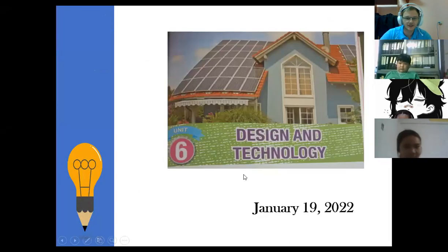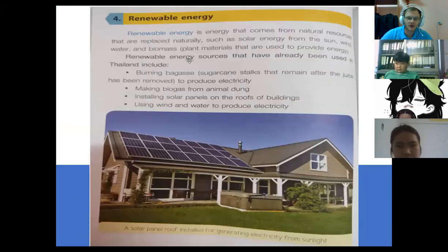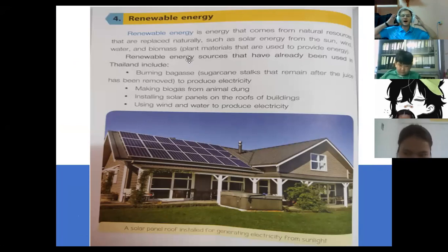And currently, we are still busy with Unit 6, Design and Technology. We looked at a couple of things already. We looked at the evolution of technology, and how we used to do things. And at the end of the previous lesson, we looked at renewable energy. So let's quickly go through renewable energy and refresh your minds about what it is, and then we'll carry on with the next part of the lesson.